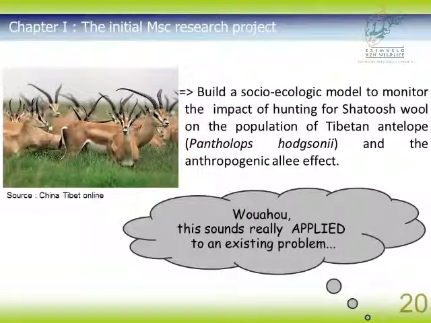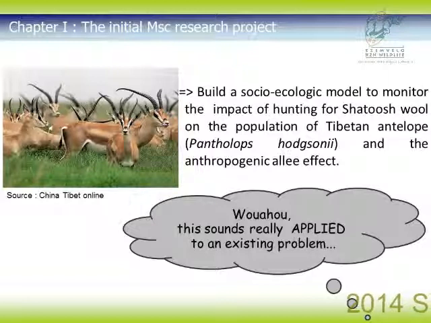So, initially, the research project I had started to do was to build a socio-ecological model to measure the anthropogenic Allee effect, like the hunting impact on the Tibetan antelope population. The French researcher I was supposed to work with specializes in this type of effect, which is, I don't know if you know it, basically the more it is hunted, the more consumers want the species, therefore the more it is hunted, until you reach the time where there is no more population and the price has increased.